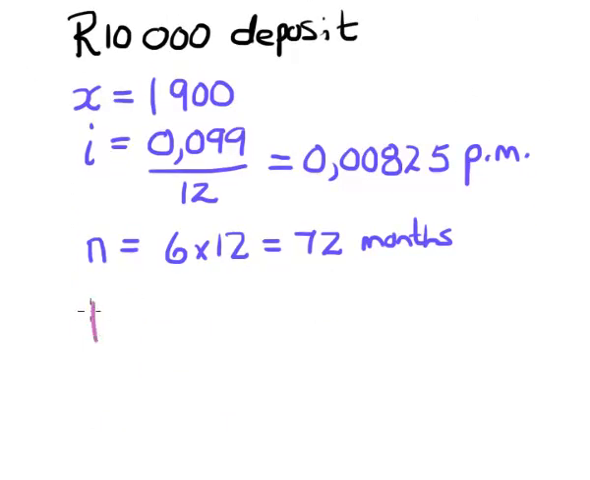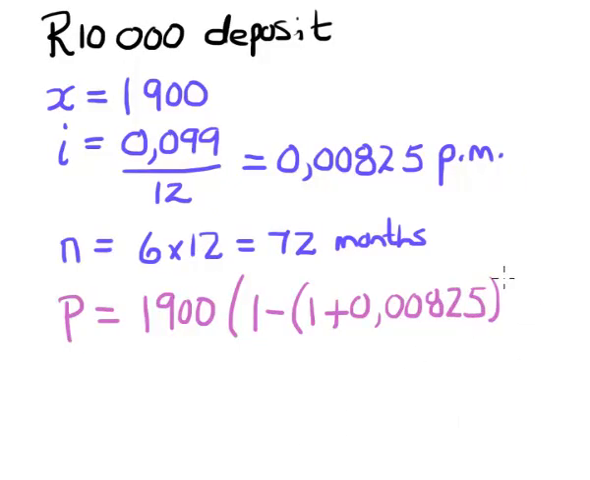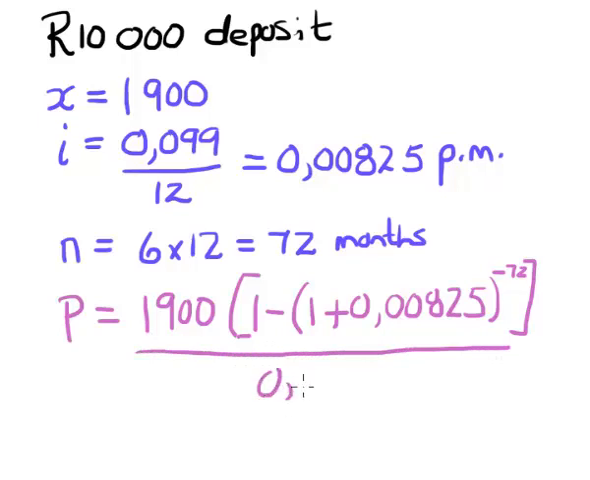So our P value is going to be X, which is 1,900. Then this is 1 minus 1 plus 0.00825. Again, be careful that you haven't dropped a 0. And we're going to raise this to the negative 72. I didn't make this one square. Okay, then we're going to divide all of that by 0.00825. Okay, so let's see what that is.